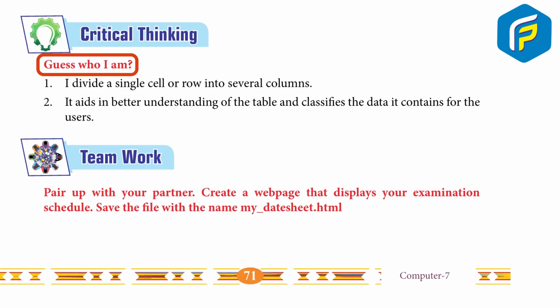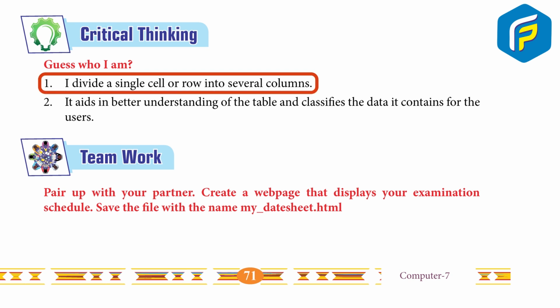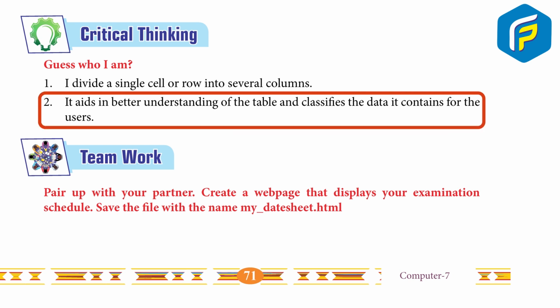Critical thinking. Guess who I am. 1. I divide a single row into several columns. 2. It aids in better understanding of the table and classifies the data it contains for the users. Answer: ask students to do it by themselves.